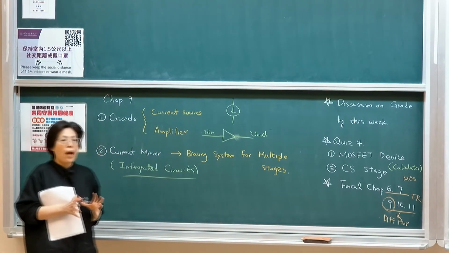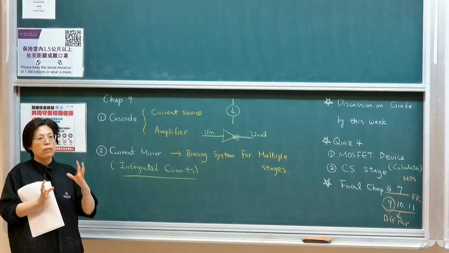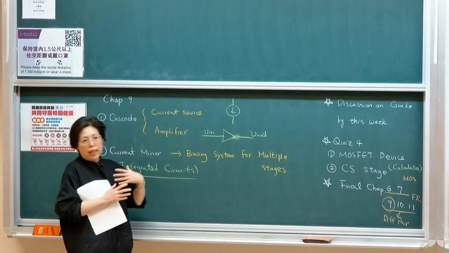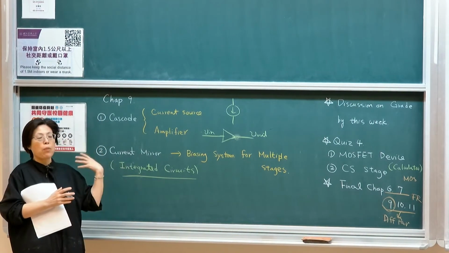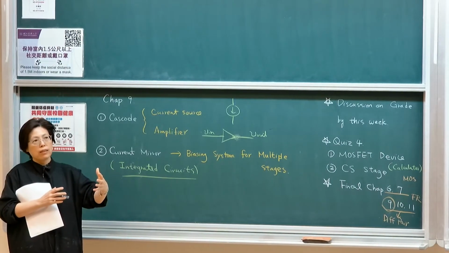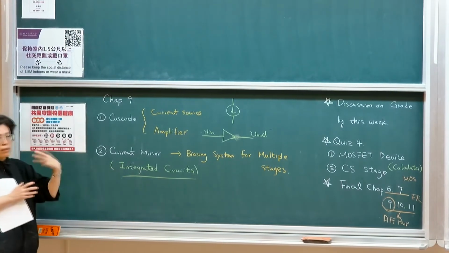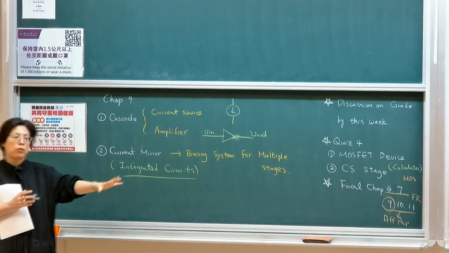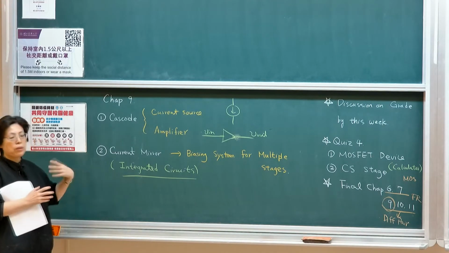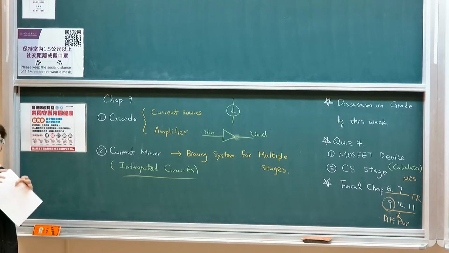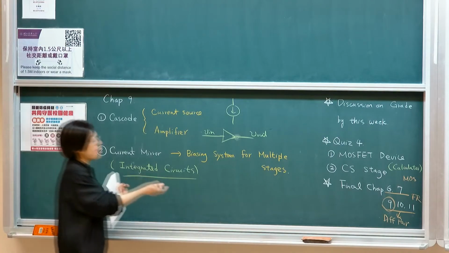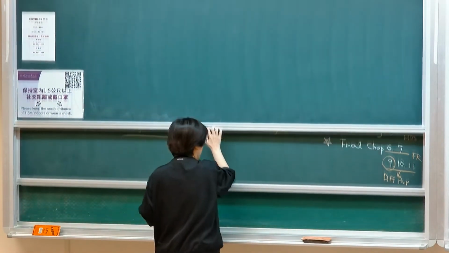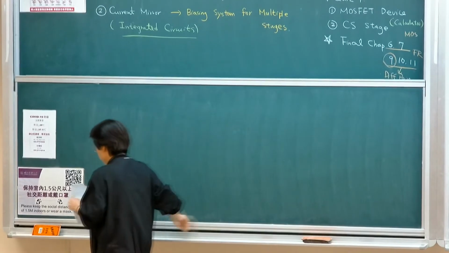Let's just say you don't have to dig your own water tank. We have a reservoir, a water system which will then allow us to pipe the water to every household. That's what it is for a current mirror system, which allows you to have one single reference that can be multiplied to multiple stages. So we're going to talk about that a little bit in this chapter as well.